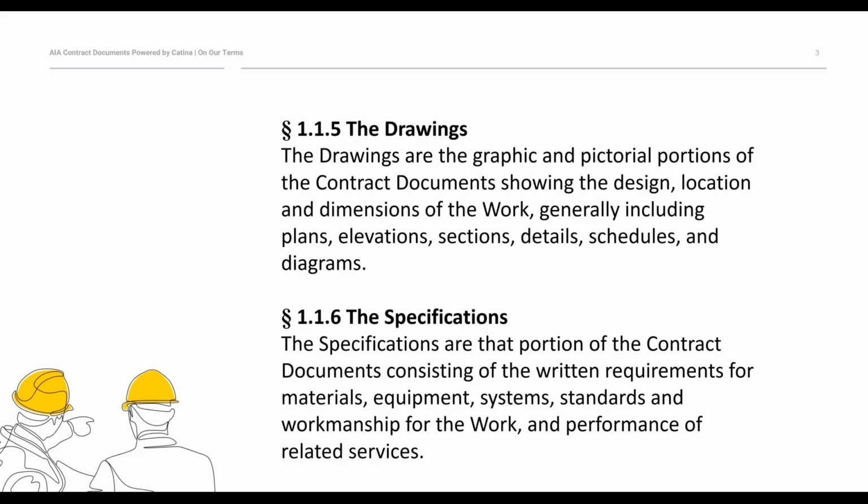Moving on to specifications, section 1.1.6 defines specifications as the portion of the contract documents consisting of the written requirements for materials, equipment, systems, standards, and workmanship for the project, for the work, and performance of related services. Again, you will see that specifications are considered contract documents, but whereas drawings contain graphic and pictorial information showing design, location, and dimensions, specifications are written descriptions that qualitatively define the work.